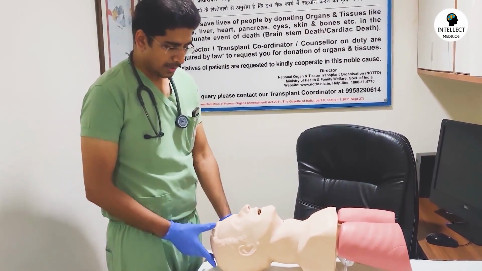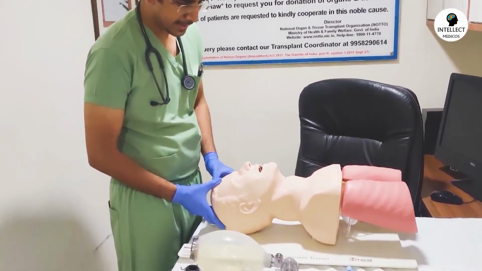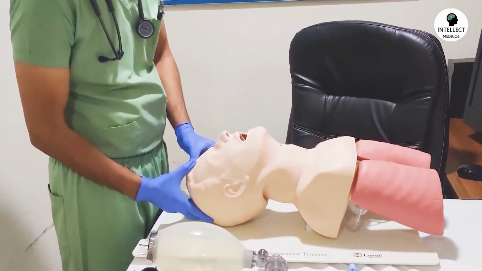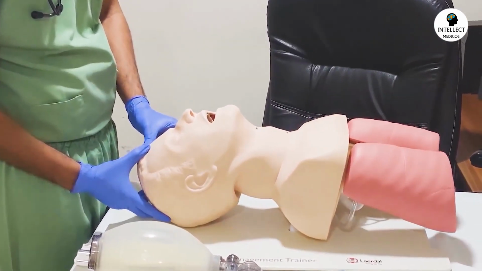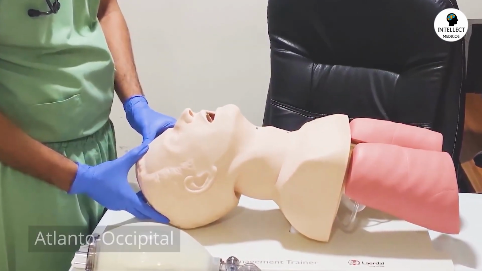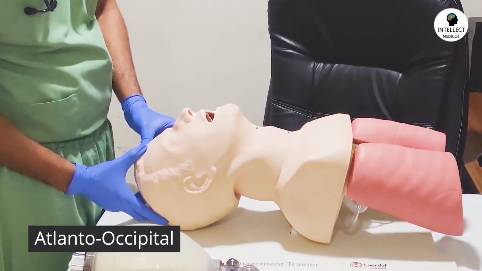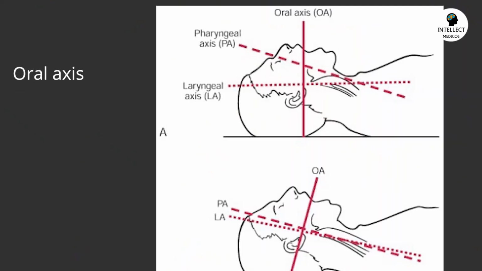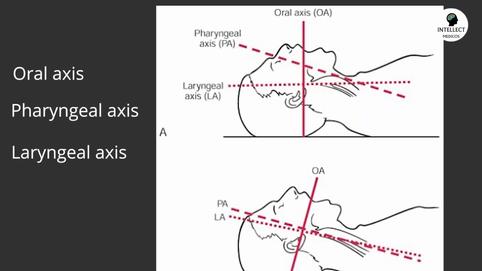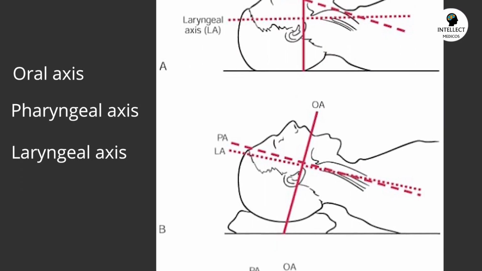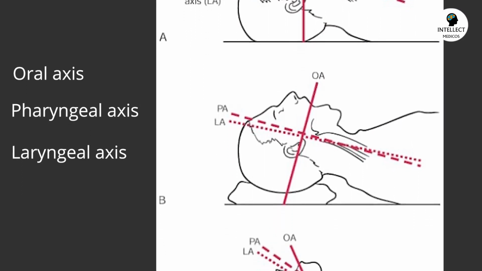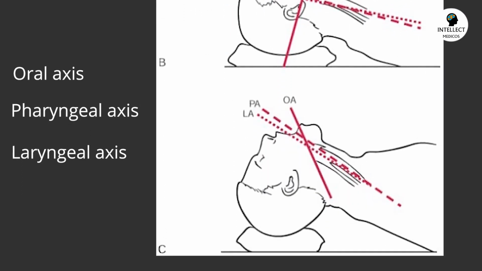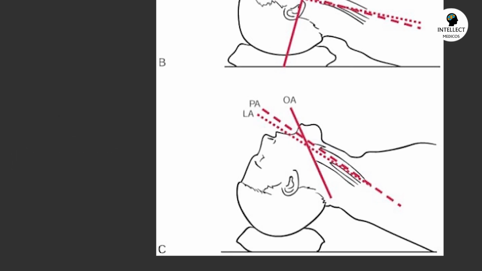Now, the head should be tilted like this. There should be extension at this level. Now this extension is at the level of atlanto-occipital. Now to align the oral axis, pharyngeal axis and laryngeal axis, what we do is we place a folded bedsheet below the head, or a pad below the head, so as to have flexion at the level of the neck.